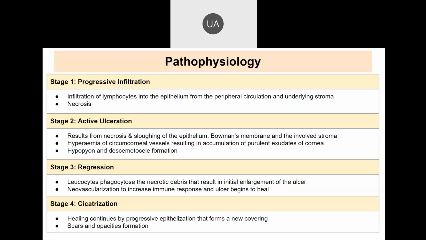In stage 3, the stage of regression, it is induced by natural host defense mechanisms, where the leukocytes phagocytose the necrotic debris, which results in initial enlargement of the ulcer. Then neovascularization occurs to increase the immune response and the ulcer begins to heal. In stage 4, cicatrization, the healing continues by progressive epithelialization that forms a new covering, and scarring and opacity formation will occur.